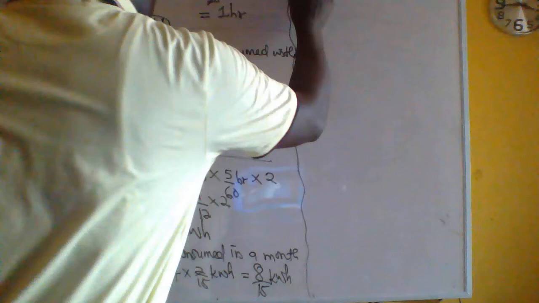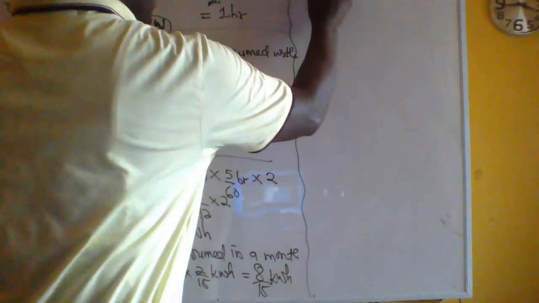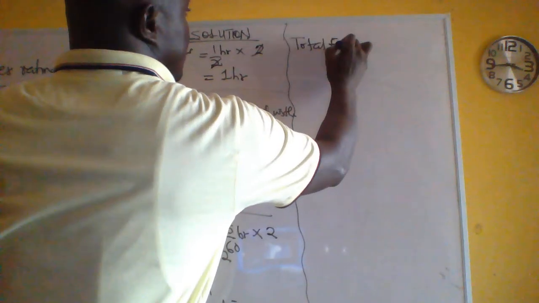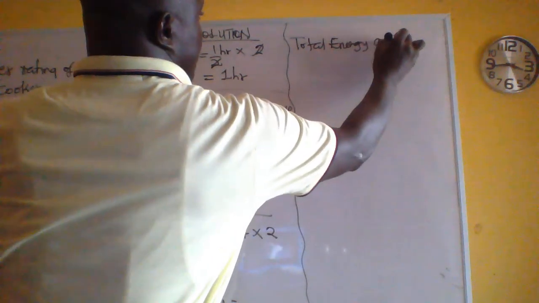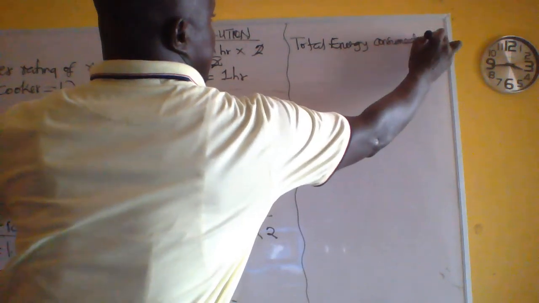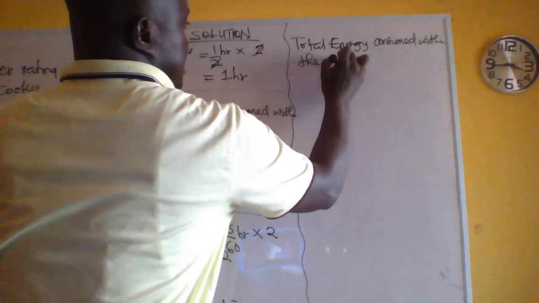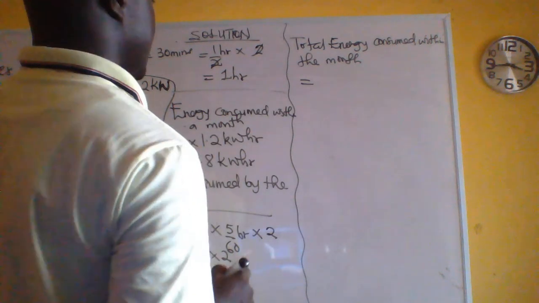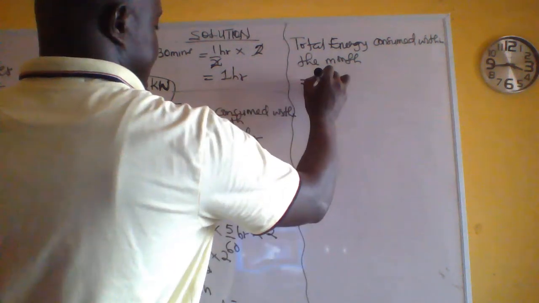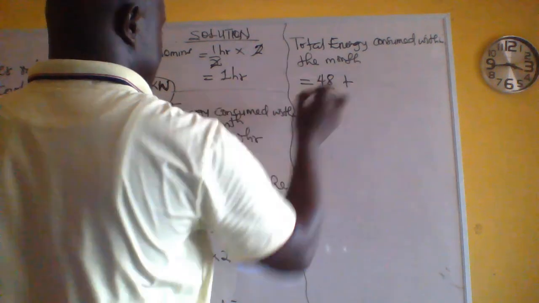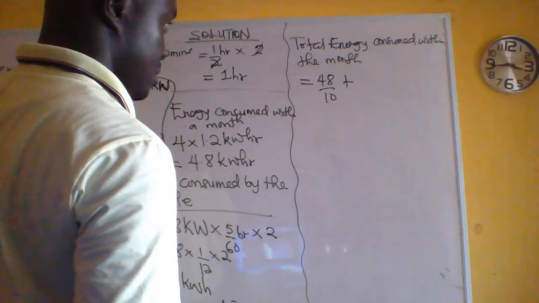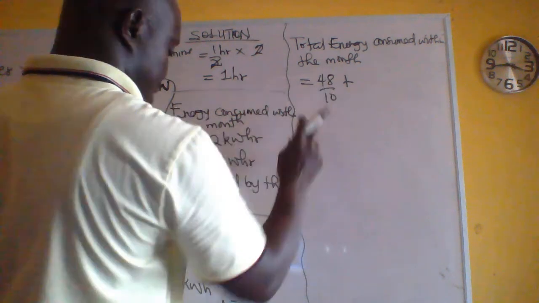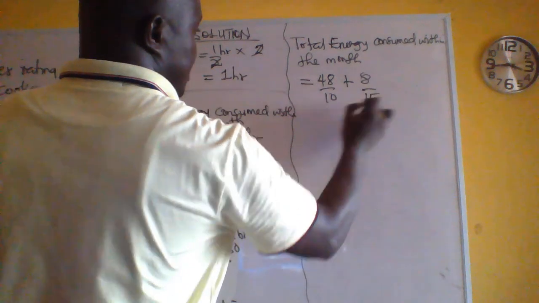Therefore, the total energy consumed within the month equals the energy consumed by the kettle within a month, which is 8 on 15, plus the energy consumed by the rice cooker, which is 4.8.